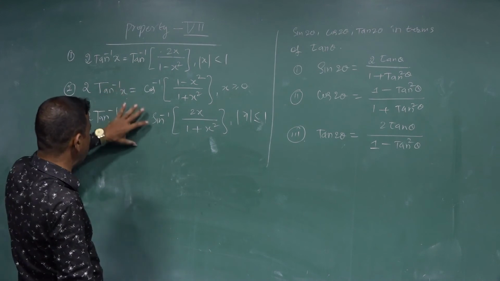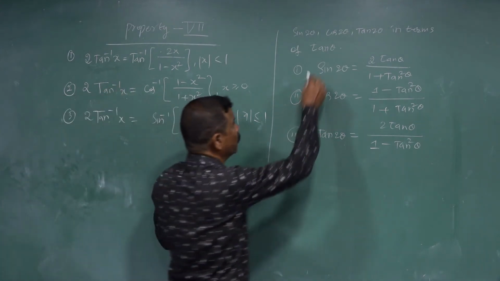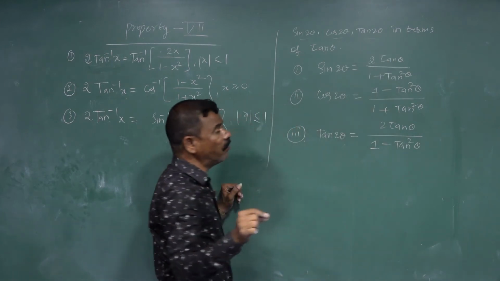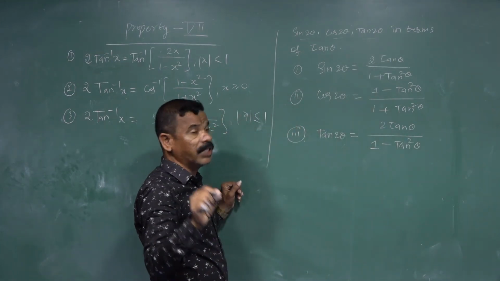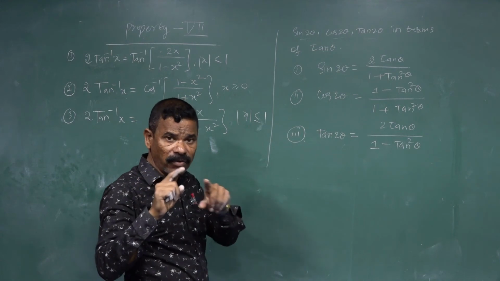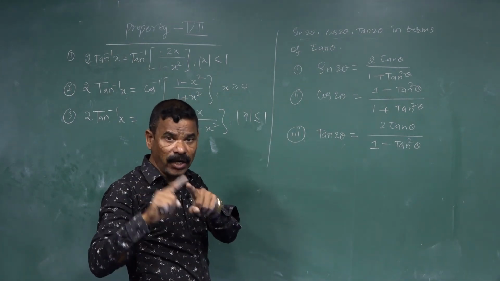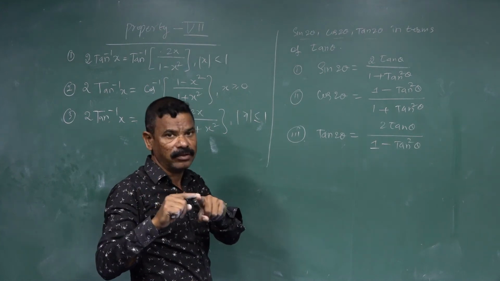So these formulas came from here: sin 2 theta, cos 2 theta, tan 2 theta in terms of tan only, in terms of tan where sin 2 theta, cos 2 theta, tan 2 theta, 2 theta is the multiple of theta.